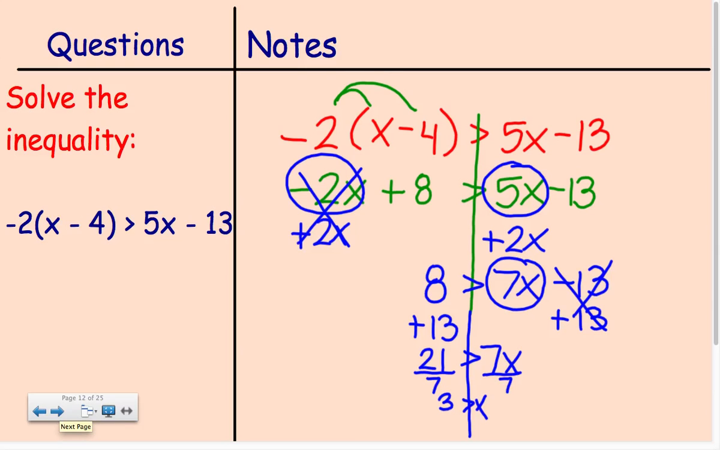Only problem is my variable's on the right and I want it on the left. So put the x on the left, the 3 on the right. My Pac-Man mouth is eating the 3, so I need my Pac-Man mouth to eat the 3.